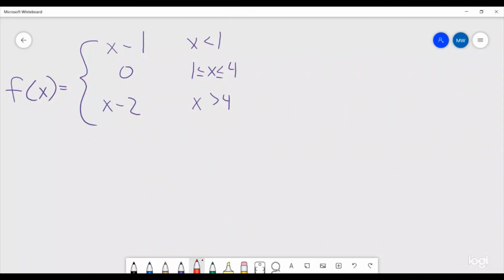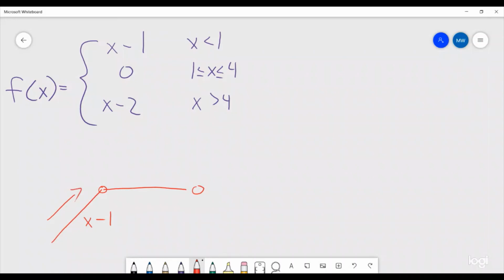That's going to be where it transitions from one definition to another. Because x minus 1 is a continuous function, 0 is a continuous function, and x minus 2 is a continuous function, our only possibilities are at these points 1 and 4, where it switches from one function to the other. The way that you can check if it's discontinuous is you can see if, for example, the graph x minus 1 is equal to the graph 0, we can figure out, do they both approach the same point at x equals 1?